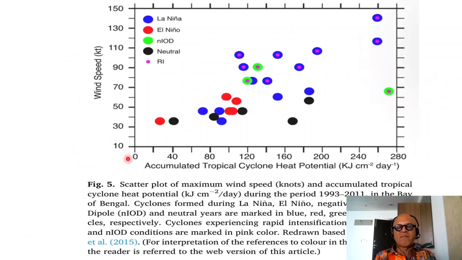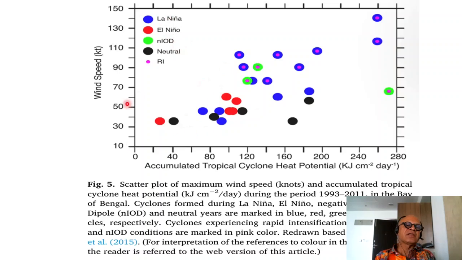Looking at a scatter plot of maximum wind speed in knots and accumulated tropical cyclone heat potential during the period of 1993 to 2011 in kilojoules per centimeter squared per day in the Bay of Bengal. Cyclones formed during La Nina, El Nino, and negative Indian Ocean dipole, which has warmer sea surface temperatures in the eastern tropical Indian Ocean, and neutral years are marked in blue, red, green, and black circles respectively here. So La Nina in blue, El Nino in red.